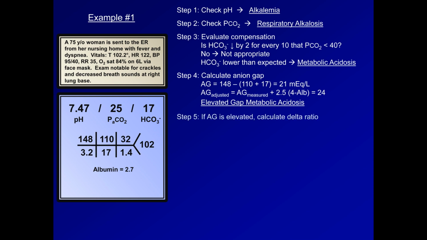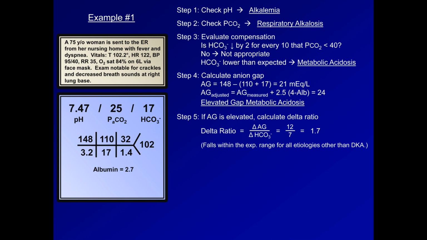Step 5. If the anion gap is elevated, calculate the delta ratio. The delta ratio is the change in anion gap from normal divided by the change in bicarb from normal. So in other words, 24 minus 12 divided by 24 minus 17. This will be 12 divided by 7, which equals 1.7. 1.7 falls within the expected range for all etiologies of an elevated gap metabolic acidosis, with the exception of DKA, which just can't be with her completely normal glucose. Therefore, we conclude that the elevated anion gap metabolic acidosis is the single metabolic process present.